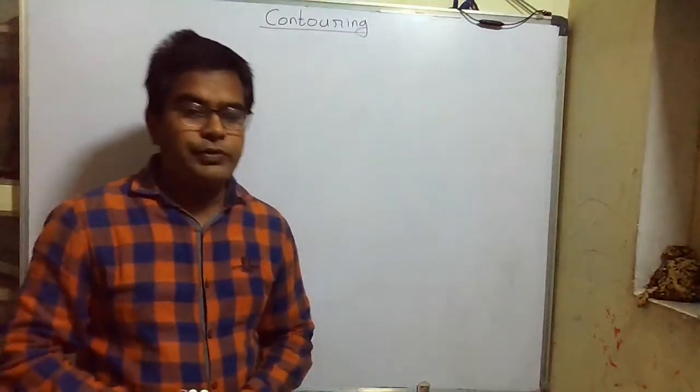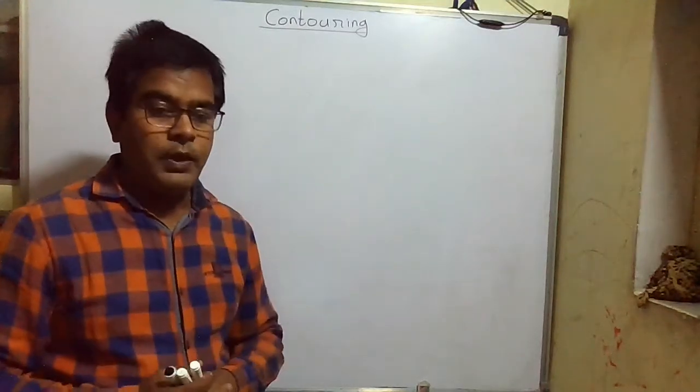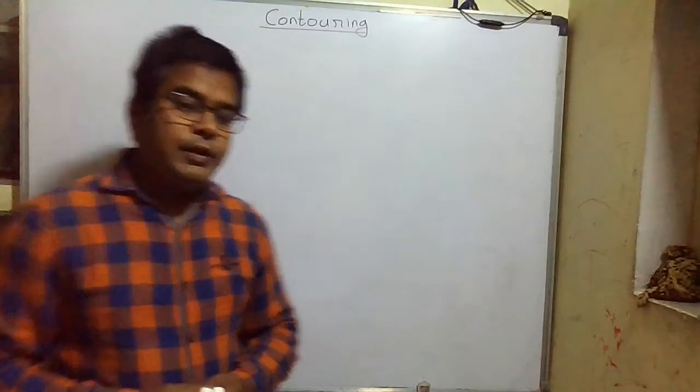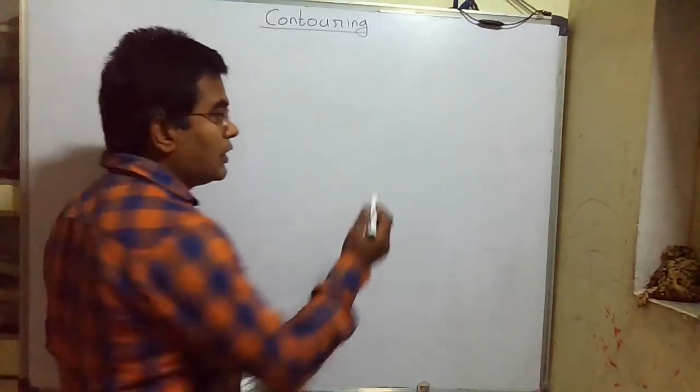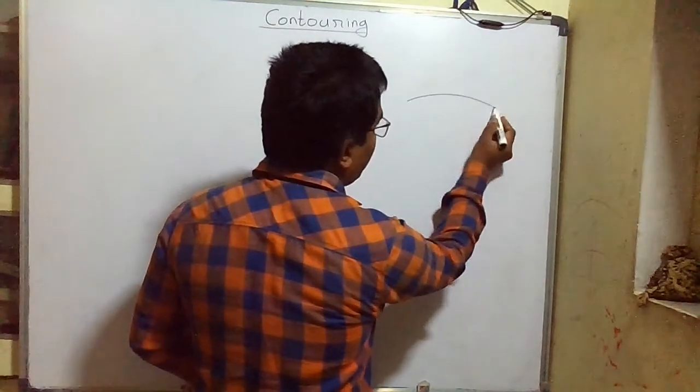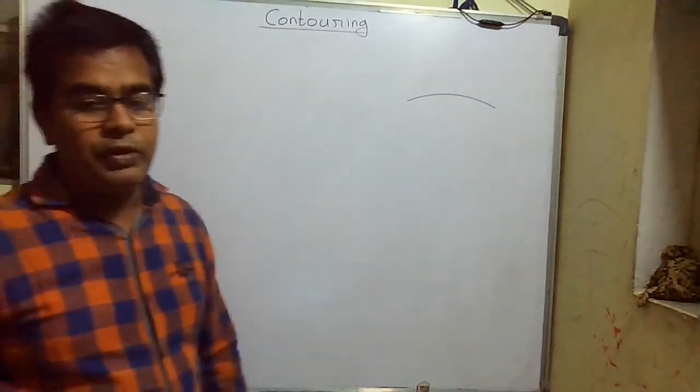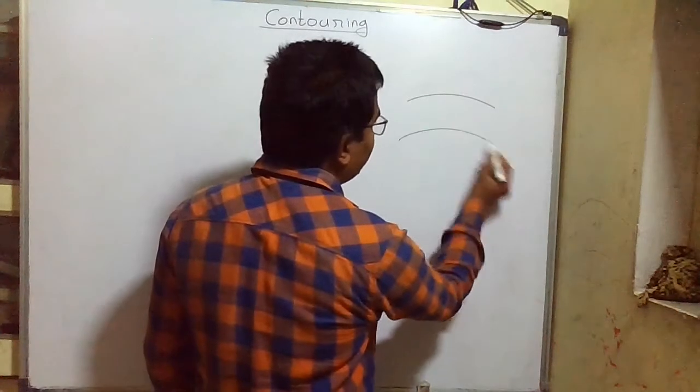Today we are going to start a new topic, contouring. So in the leveling chapter we have seen the level surface. What is a level surface? Any surface parallel to the mean spheroidal surface of the earth is called a level surface.